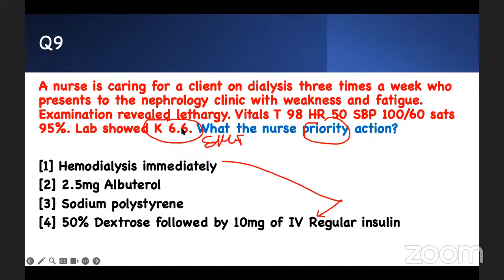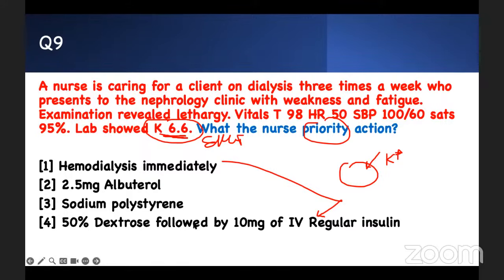So if there's no EKG changes and you just have potassium that is high, your job is to push the potassium inside the cell. Which one acts faster? That's all. Which of these is going to act faster sending potassium inside the cell? Hemodialysis, albuterol, Kayexalate, or D50 followed by 10 units of IV regular insulin. What do you guys think? Which of these will you pick?